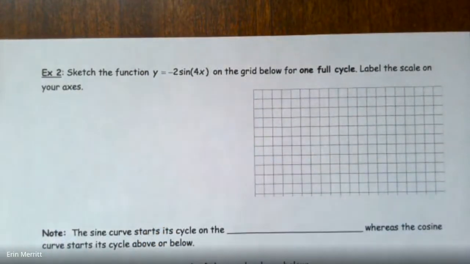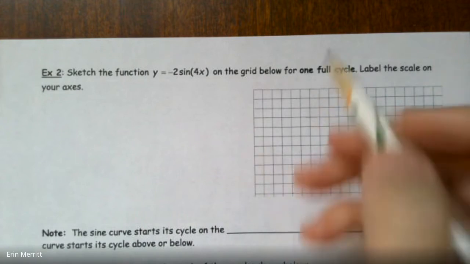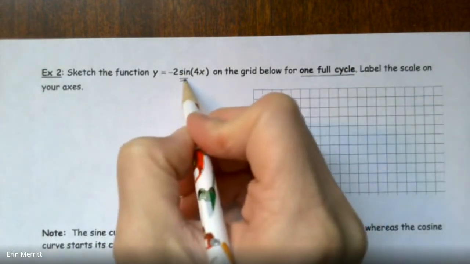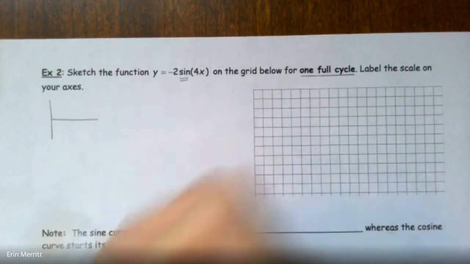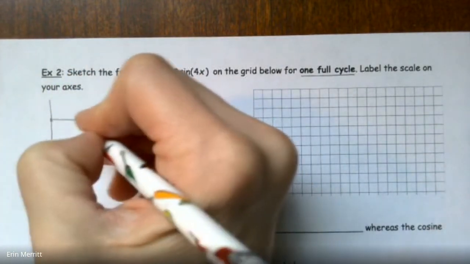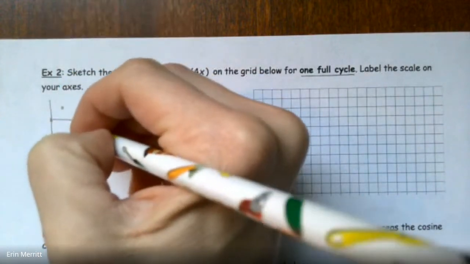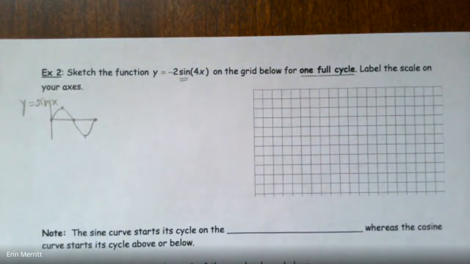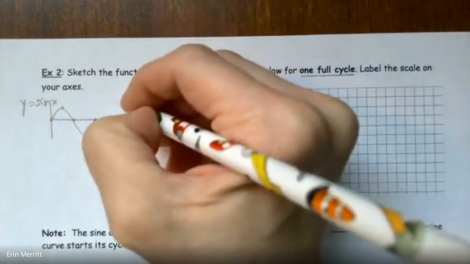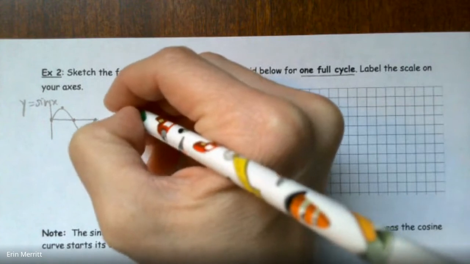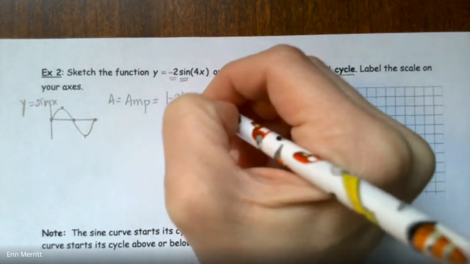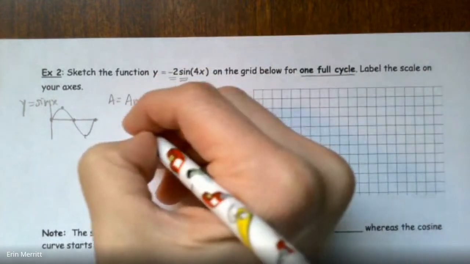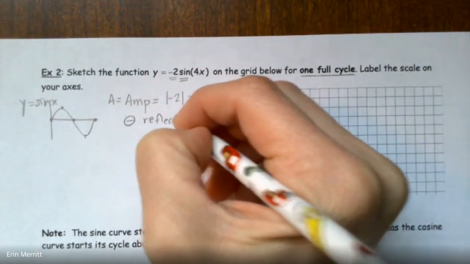So here, we're asked to sketch the function y equals -2 sine of 4x on the grid for 1 full cycle. So you're not asked to graph from 0 to 2 pi like we were on the last one, just 1 full cycle. Because it's a sine graph, I always want you to keep in mind, what does a basic old sine graph look like? It starts and finishes at 0, dead center at 0, goes up, comes down. That's the parent function, y equals just plain old sine of x. What are the things that are going to change here? Well, the amplitude, or the a value, is going to be the absolute value of -2. So it's going to be stretched a bit. The fact that it's negative means that it's going to reflect over the x-axis.